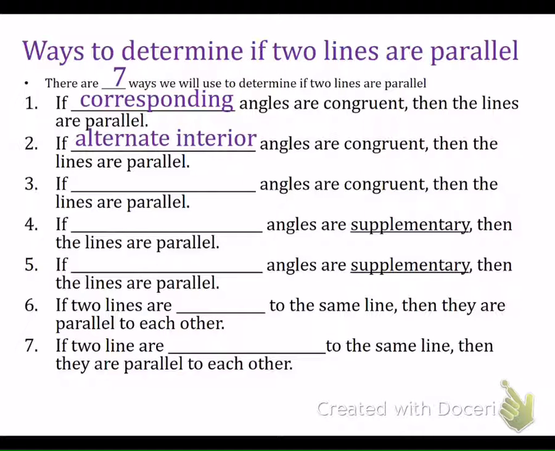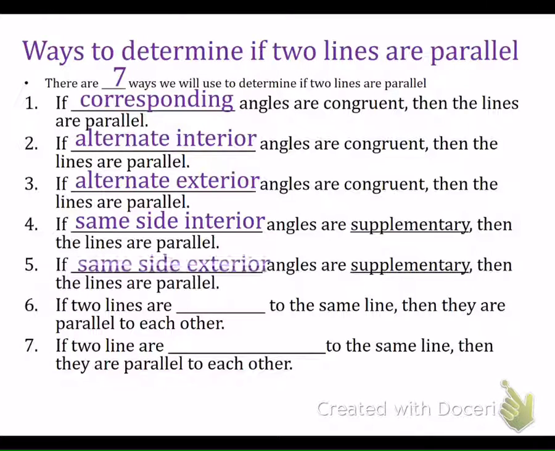Do you guys remember the other ones? Corresponding, alternate interior, alternate exterior. If the alternate exterior angles are congruent, the lines are parallel. Now, which ones have to be supplementary? Same side interior, or actually same side exterior works as well.